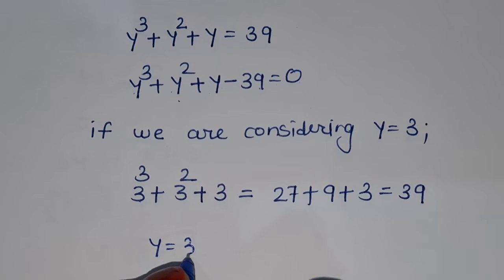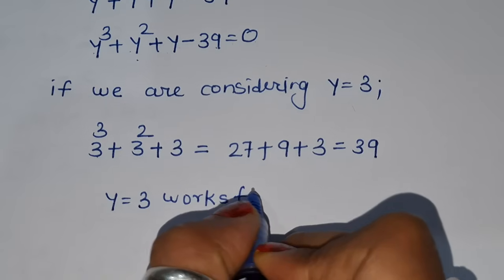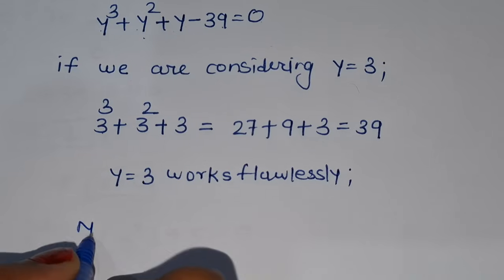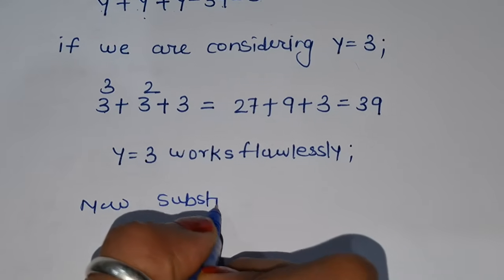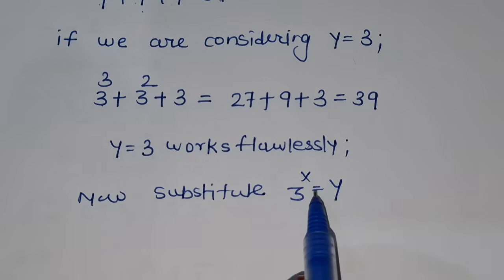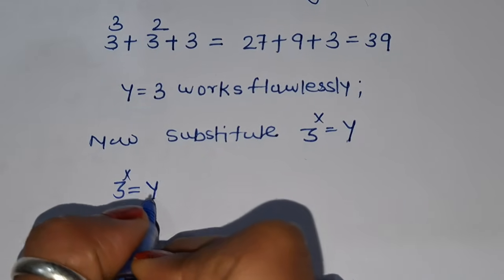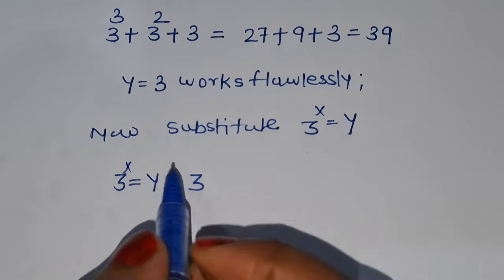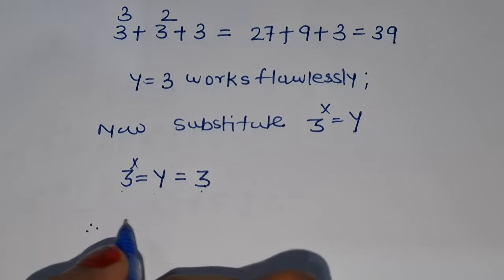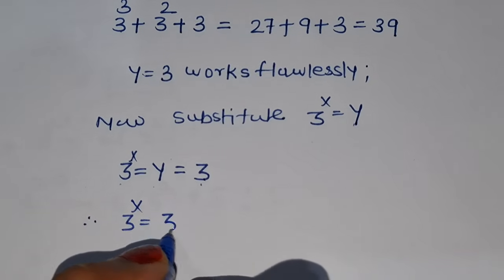We can say y = 3 works flawlessly, right? Now substitute here: 3^x = y, because we already considered y = 3^x. So 3^x = y = 3. We consider the value of y is 3 here. Therefore, because we have to find the value of x, we can say 3^x = 3.